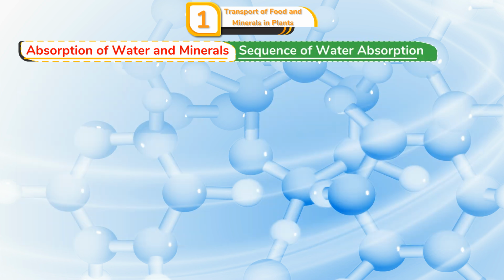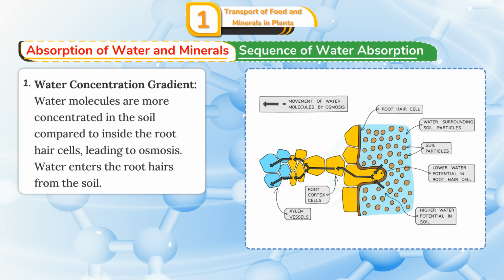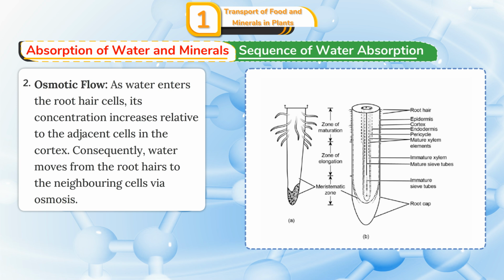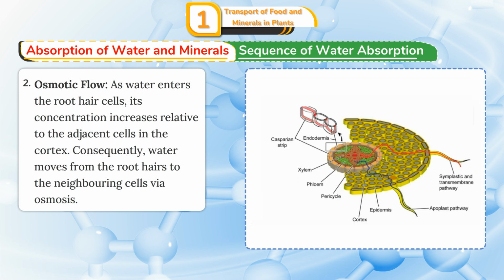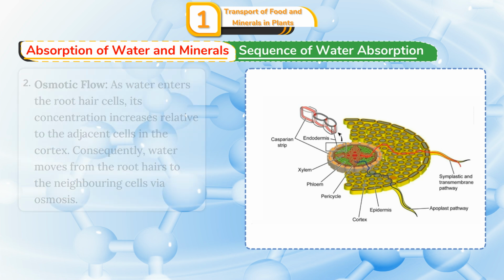Sequence of water absorption. 1. Water concentration gradient. Water molecules are more concentrated in the soil compared to inside the root hair cells, leading to osmosis. Water enters the root hairs from the soil. 2. Osmotic flow. As water enters the root hair cells, its concentration increases relative to the adjacent cells in the cortex. Consequently, water moves from the root hairs to the neighboring cells via osmosis.